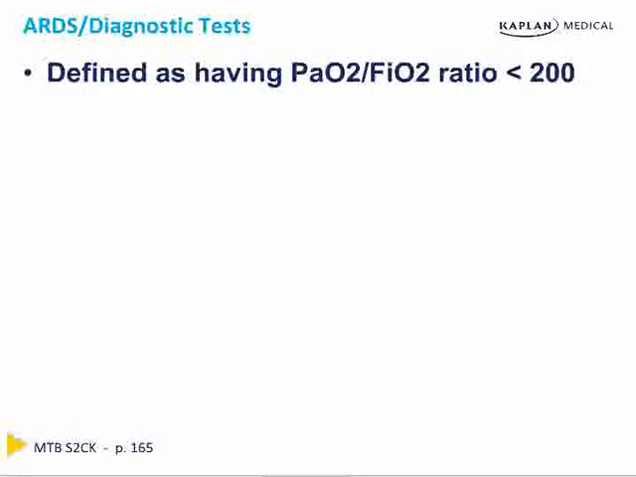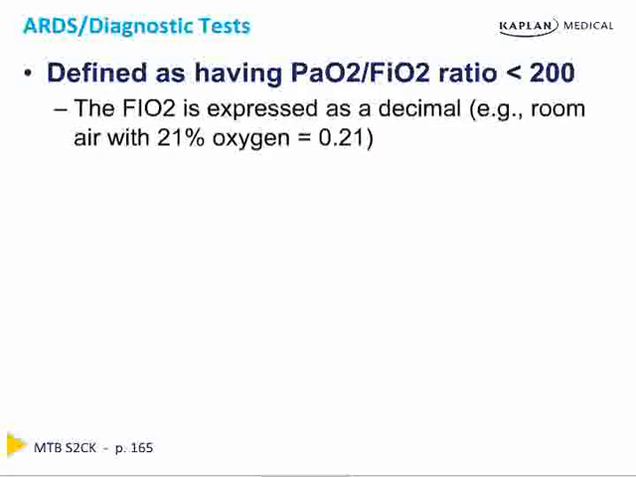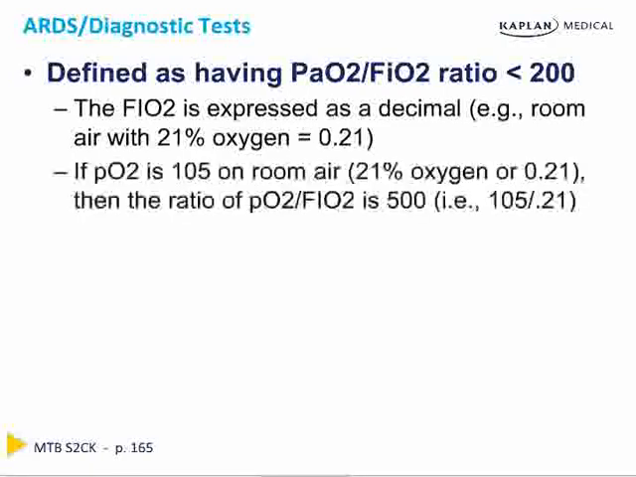ARDS actually has criteria that must be met in order to define it. This includes a ratio of the PaO2 in arterial blood divided by the inspired fraction of oxygen. If that ratio is less than 200, they might fit criteria for ARDS. Remember, the FiO2 is expressed as a decimal. For example, on room air, which has 21% oxygen, we call this 0.21 when we plug it into this equation.